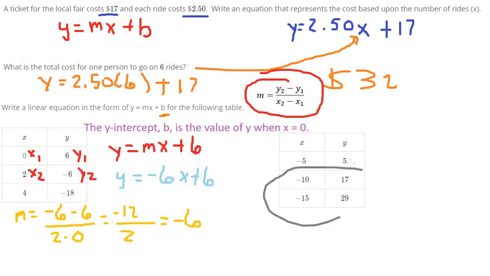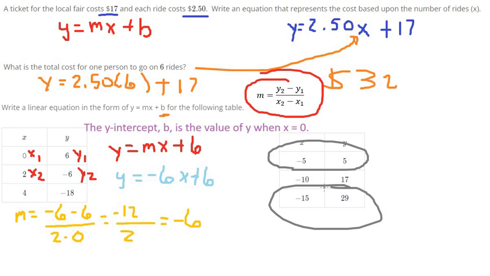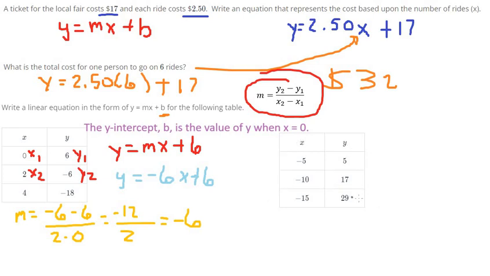Just for fun, I'm going to pick these 2 to be my points. It doesn't matter which 2 points you pick. You could pick the first one and the third one, and it should work. So let's have my second y be 29, and my first y be 17. My second x is negative 15, and my first x is going to be negative 10.